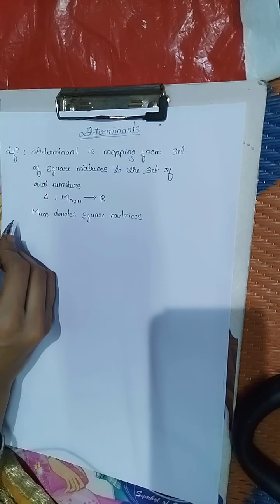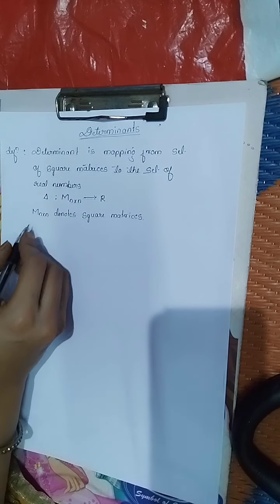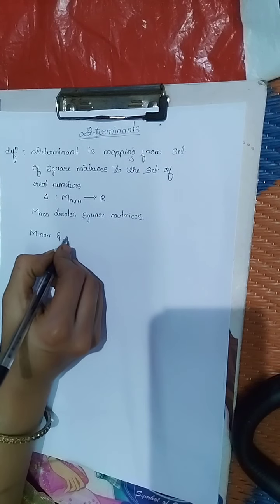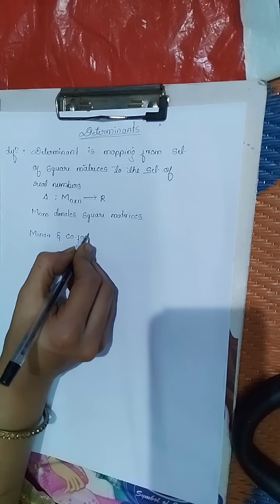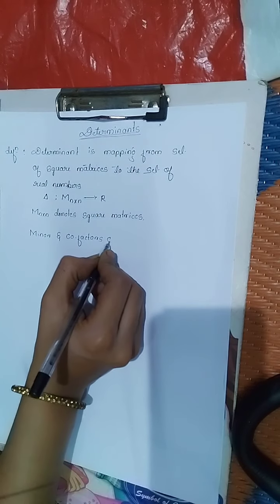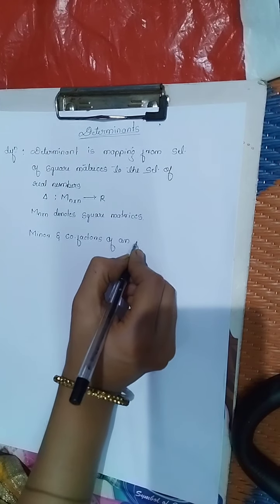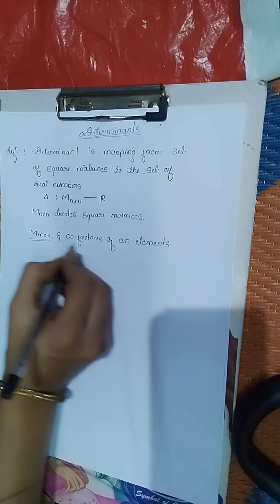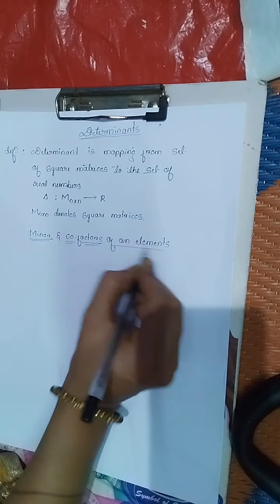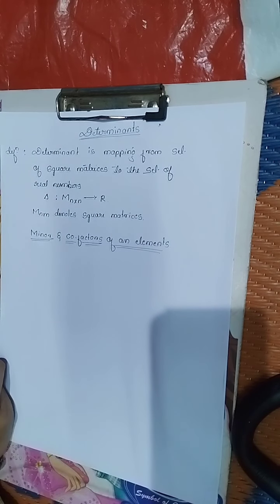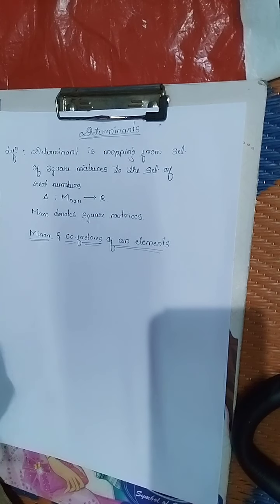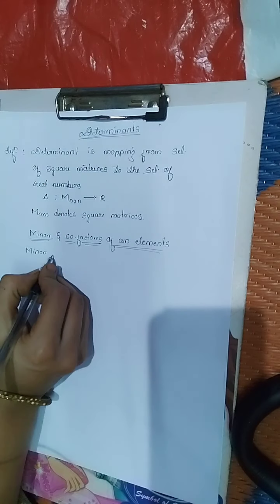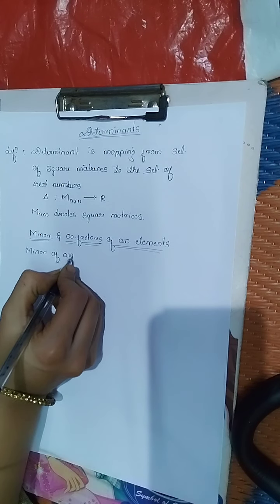The next definition is minor and cofactor of an element. This question can be asked for 2 marks: define minor and cofactor of an element. First we define the minor of an element.